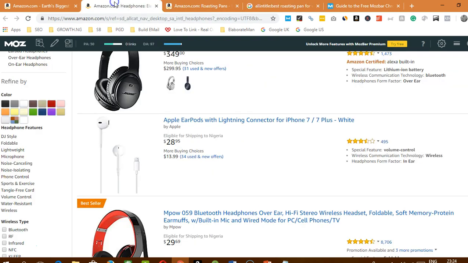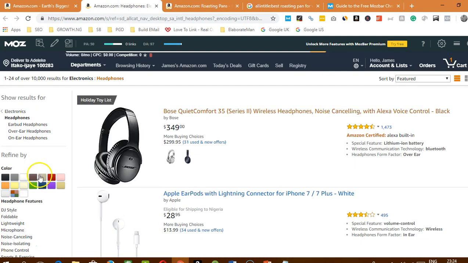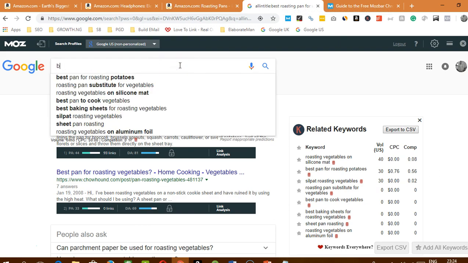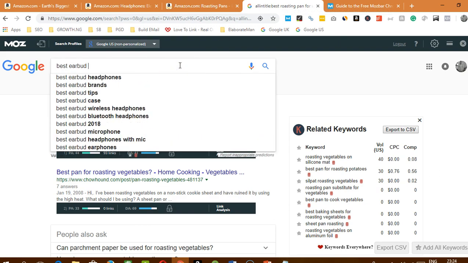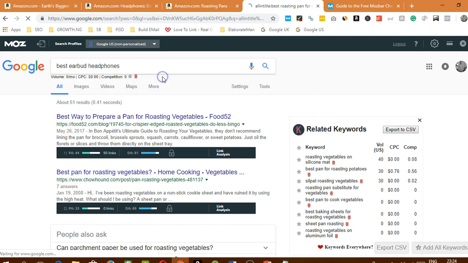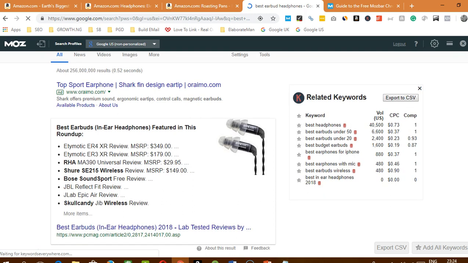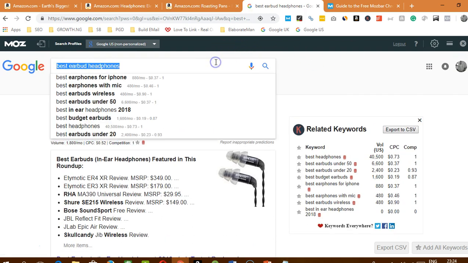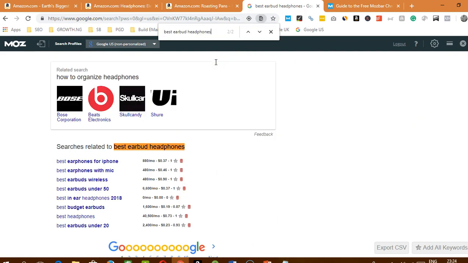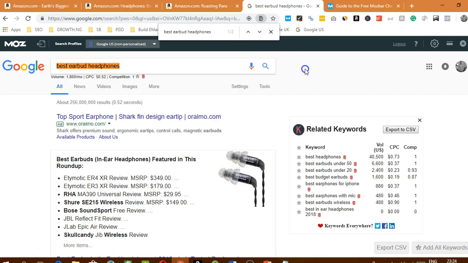And the same thing with headphones. Let's see headphones, for example. Let's see best earbud headphones. I'm very sure this one will be very competitive. Now you Control A, Control C, Control F, okay, best earbud headphones.